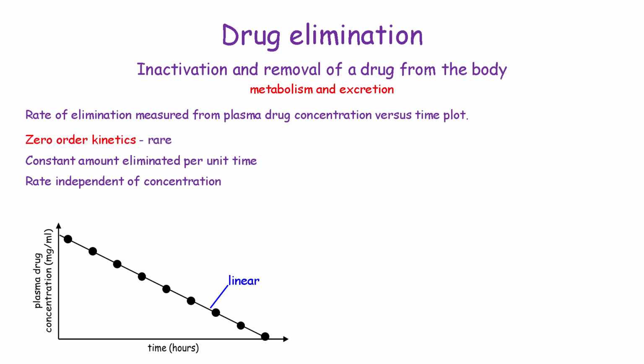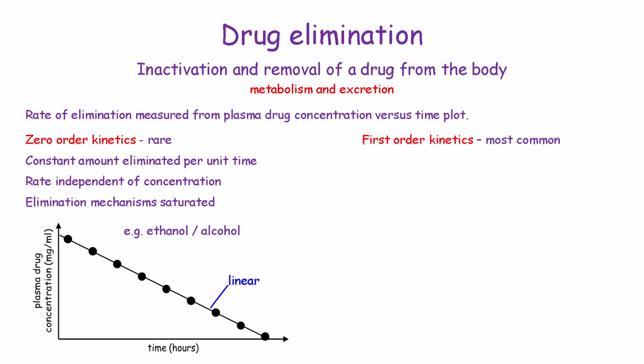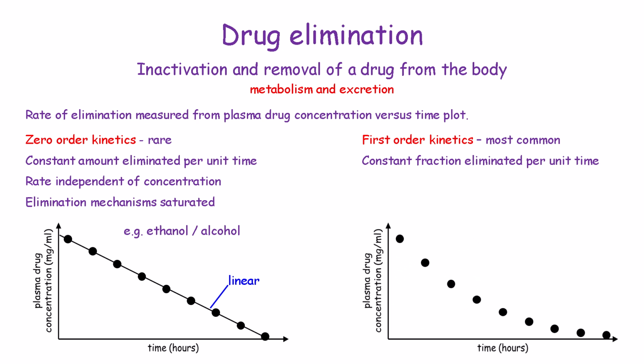Therapeutic drugs rarely follow zero-order kinetics, but one drug that does is ethanol. That is because the enzymes responsible for metabolizing it become saturated at low ethanol concentrations. The elimination of most drugs follows first-order kinetics. That means that a constant fraction of the drug is eliminated per unit time. When plasma concentration is plotted against time, the relationship is exponential. So the rate slows as the concentration decreases.